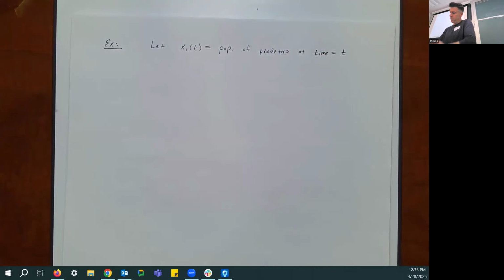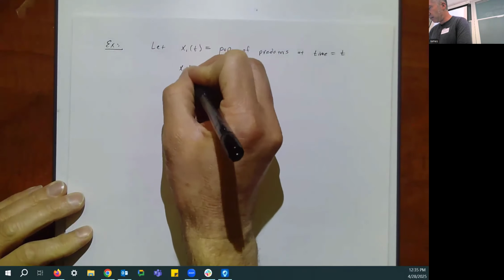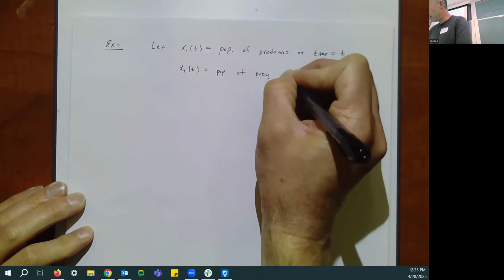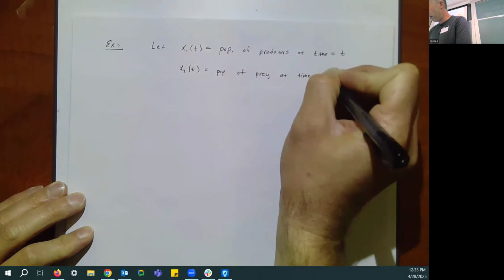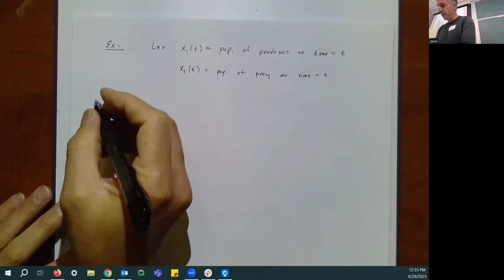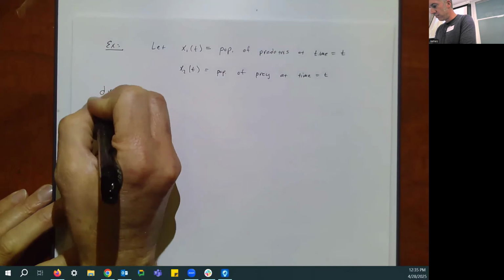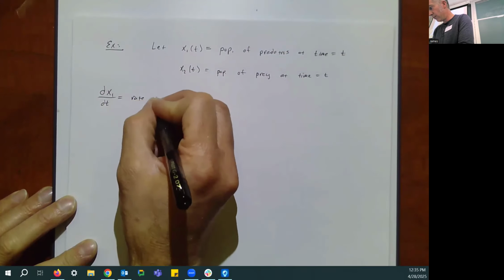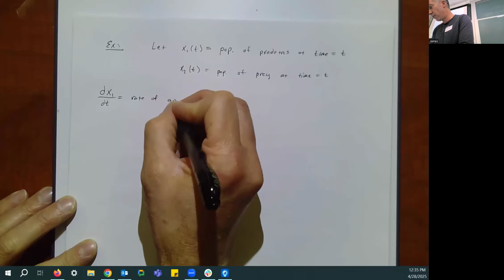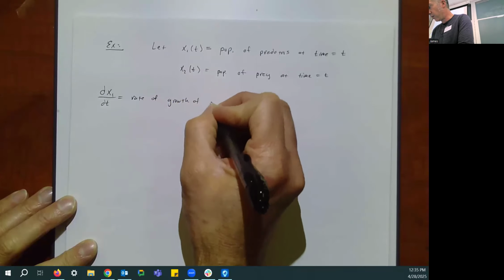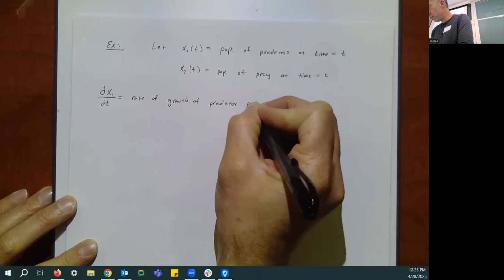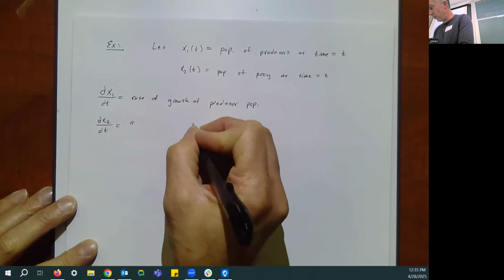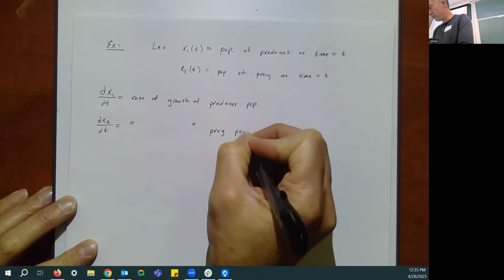You might think of wolves. And x2 of t is a population of prey at time t. You might think deer. And then we're going to say that the derivative of x1 is equal to the rate of growth of your predator population. And similarly, the derivative of x2 is your rate of growth of your prey population.